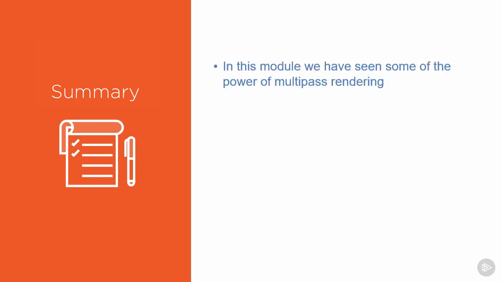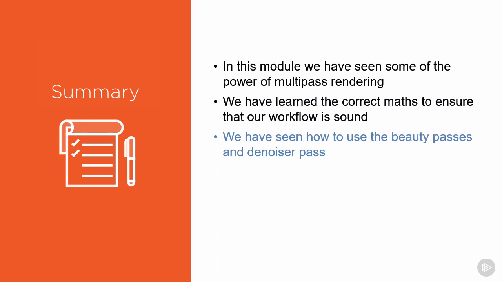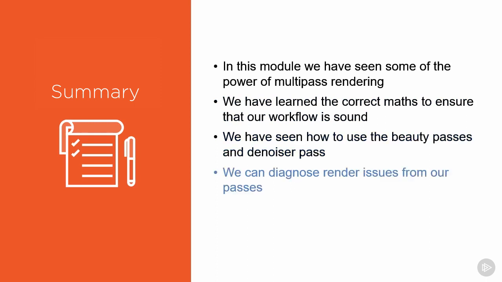So this module has shown us some of the power of multipass rendering. We've learned the correct maths to ensure that our workflow is sound. We have seen how to use the beauty passes and the denoiser pass. We're now able to diagnose render issues using our passes to isolate where the issue may be occurring.